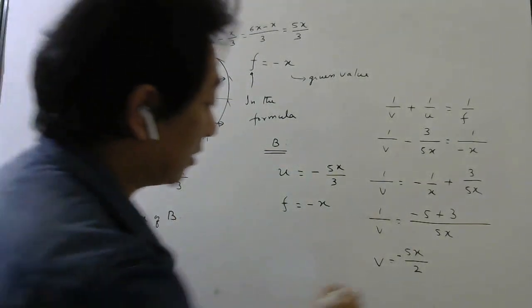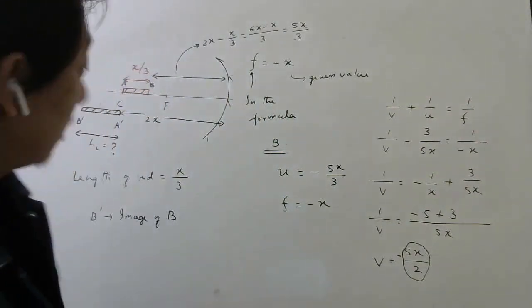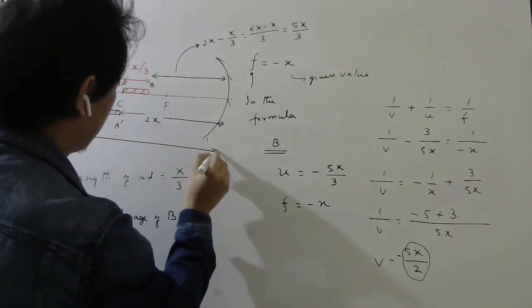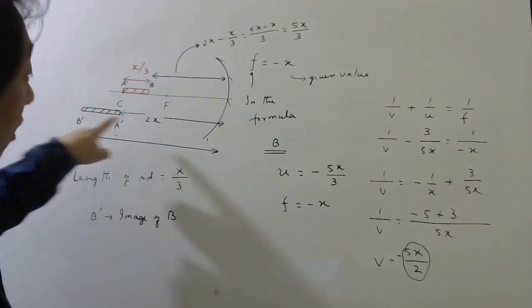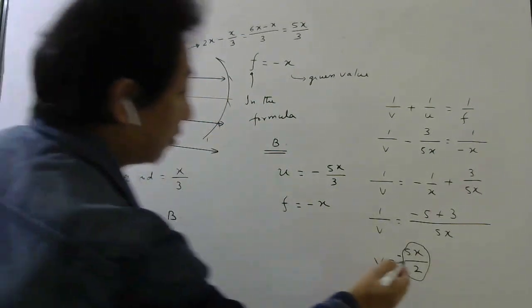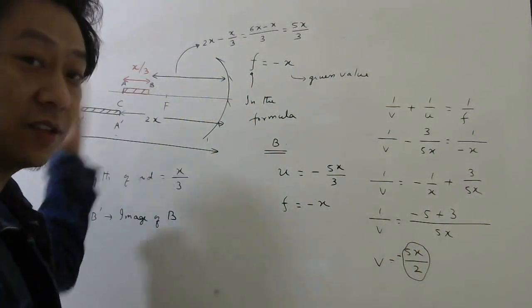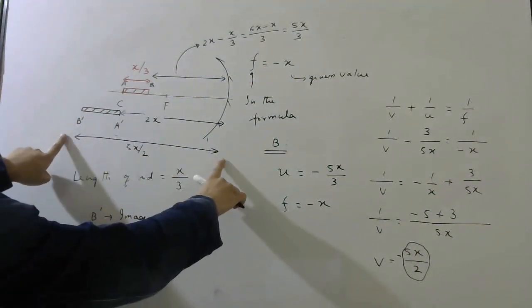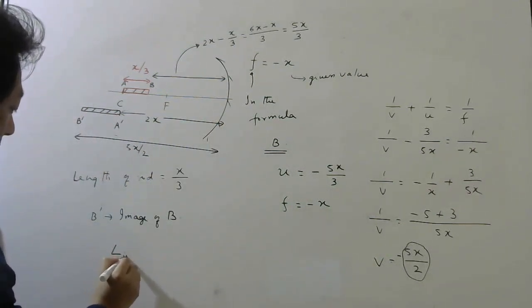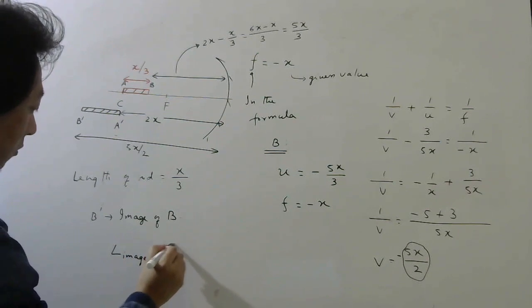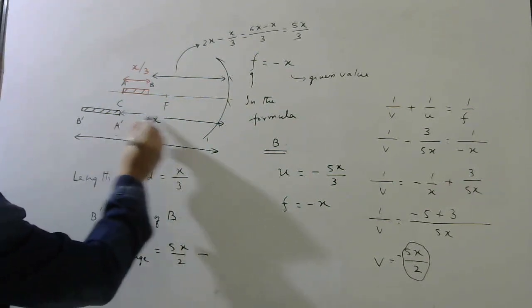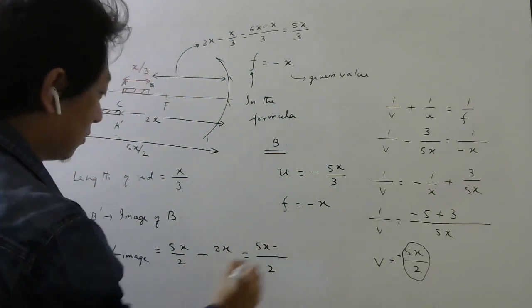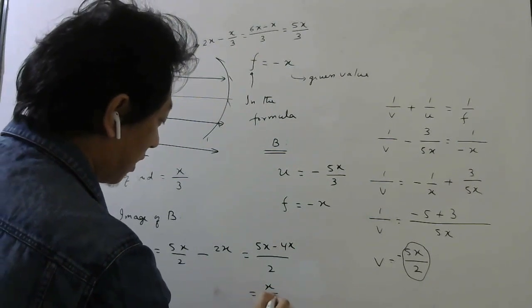But length is how much? Length is this much, no? Correct? So we have found this distance. Let me remove this. This distance we have found. This is the distance of the image of B, remember, which we have found: 5x by 2. Minus sign is saying it is this side, remember. Don't get confused. So 5x by 2. So now I know this one, I know this one. So the length of the image will be equal to 5x by 2 minus this distance, which is 2x. That will be 5x minus 4x over 2. That will be x by 2.